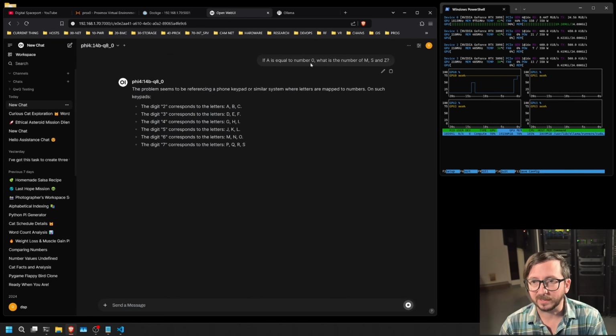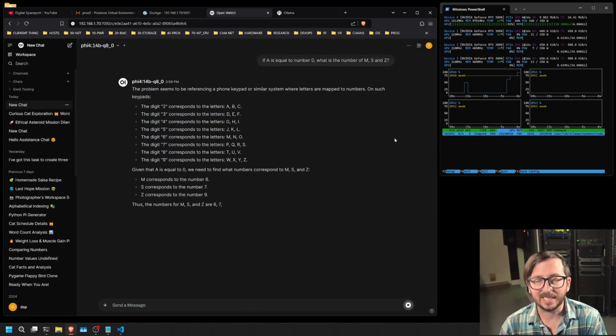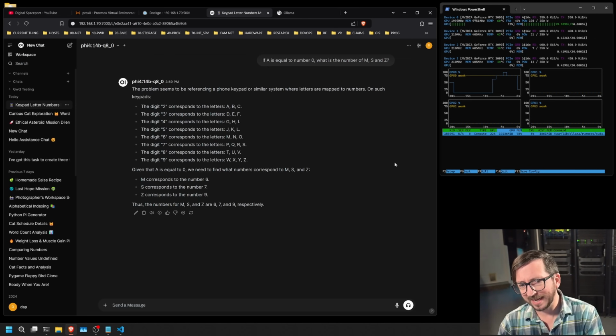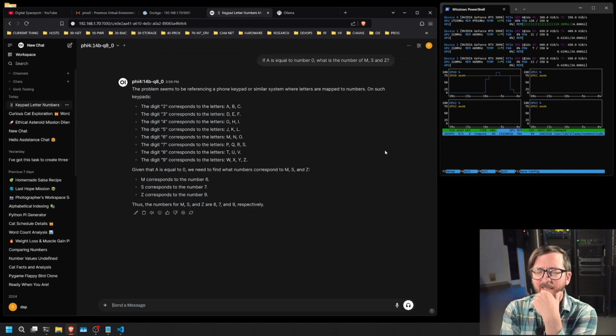Okay, if A is equal to 0, the numbers M, S, and Z are equal to... Well, you know, it came up with some interesting ways here. So it's mapping numbers. It did like a T9 thing from a phone. I'm going to give that... You know what? Very creative.